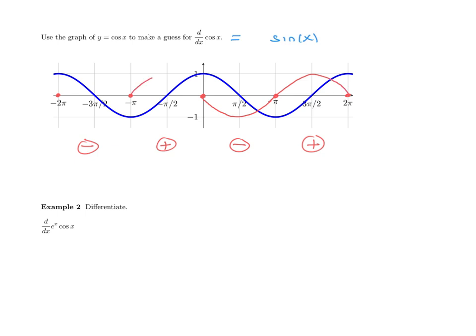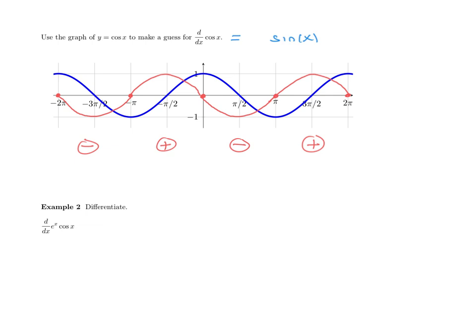If we have positive values here, this is what the derivative would look like. And here we have negative values. So here's a quick sketch of the derivative of cosine of x. And the question is, is it equal to sine? The answer is, of course, no.